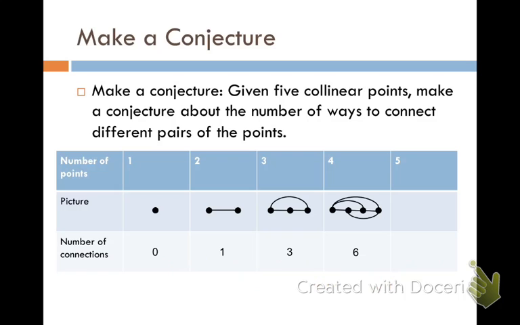Okay, so let's see what that actually looks like. Here are 5 collinear points. The first point connects to the other 4, the second connects to the remaining 3, the third connects to the remaining 2, and of course the last 2 connect for a total of 10, just as we suspected.